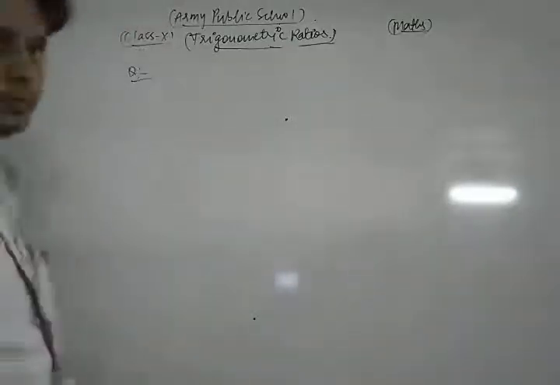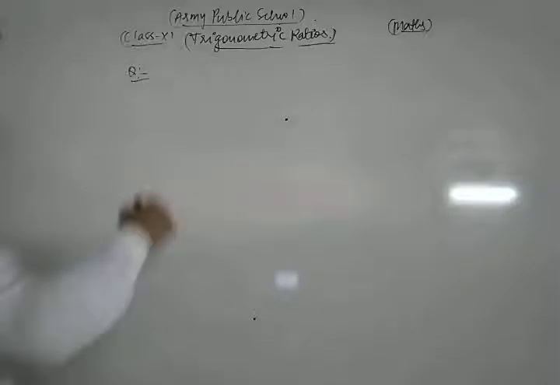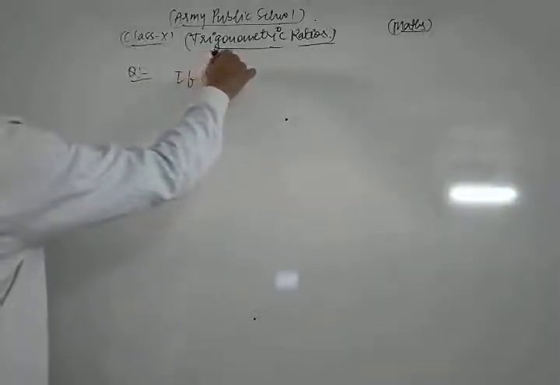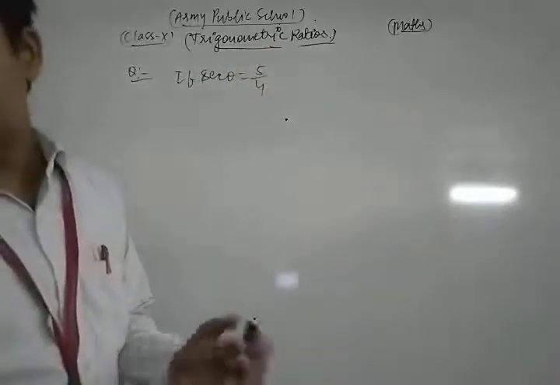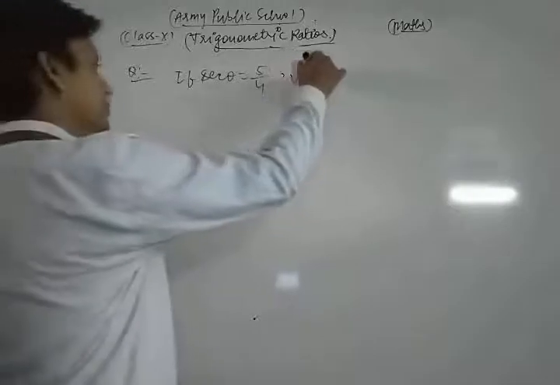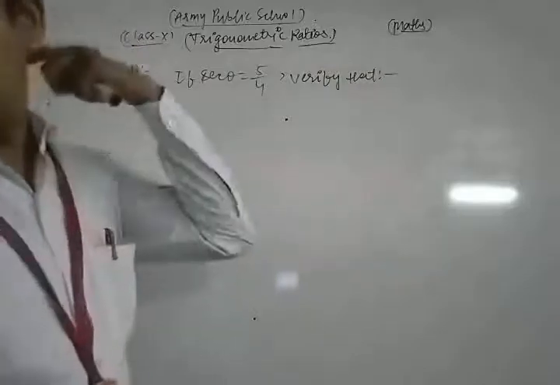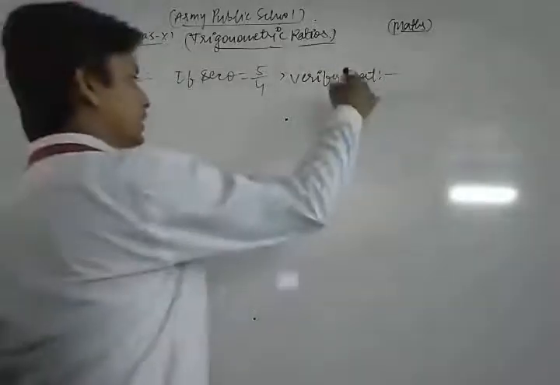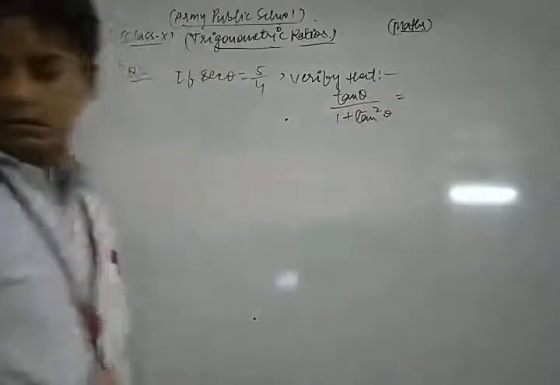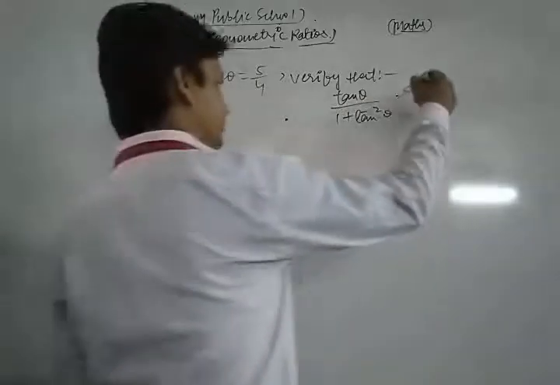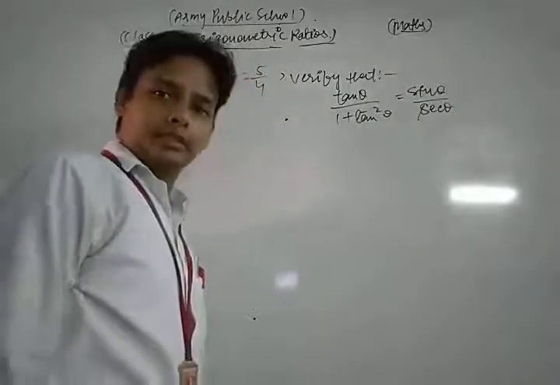And the question is, if sec theta is equal to 5 by 4, then verify that tan theta upon 1 plus tan square theta is equal to sin theta upon sec theta. This is the question.